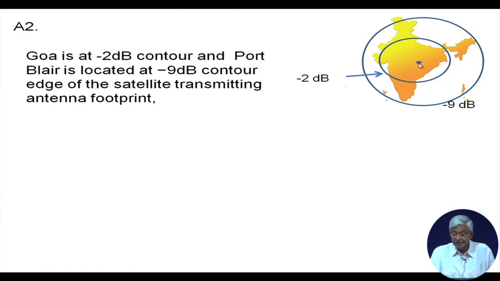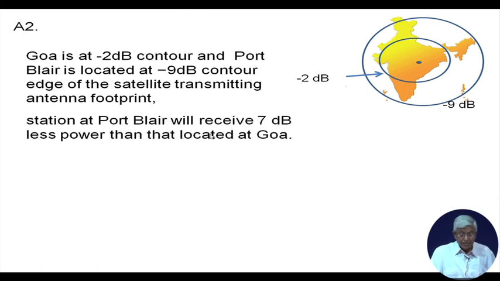So, the gain here is maximum, and that is reduced to minus 2 dB here, and from here it is reduced to minus 9 dB here. So, the station at Port Blair will receive minus 9 dB compared to minus 2 dB, so 7 dB less compared to what is at Goa.